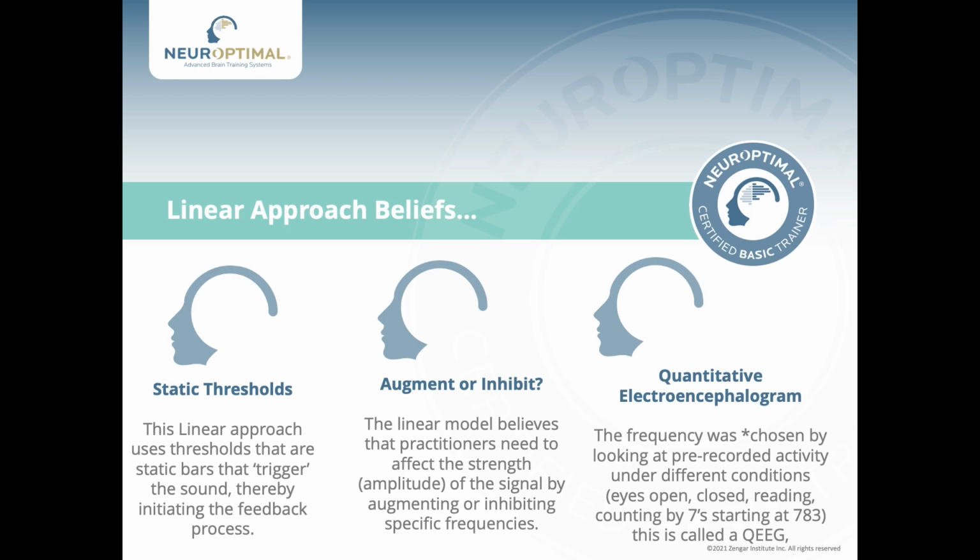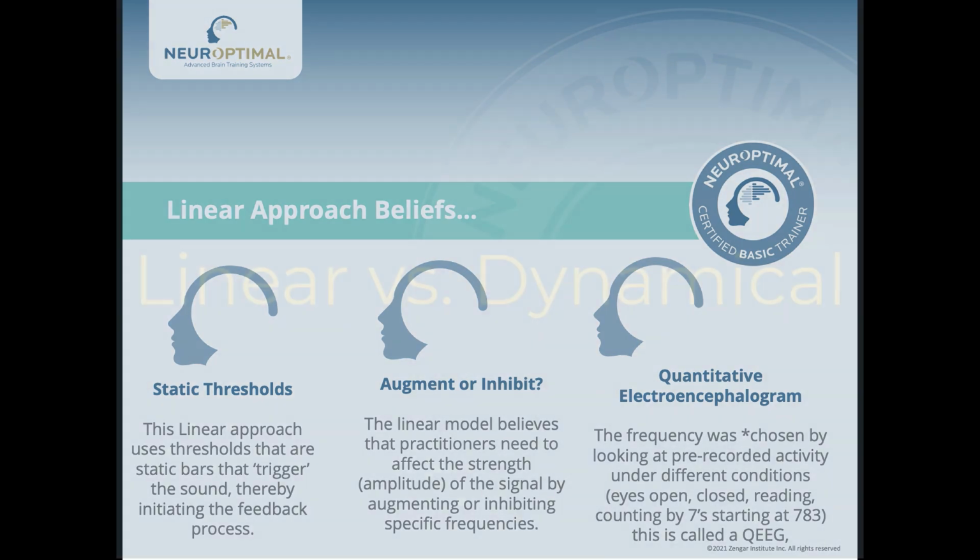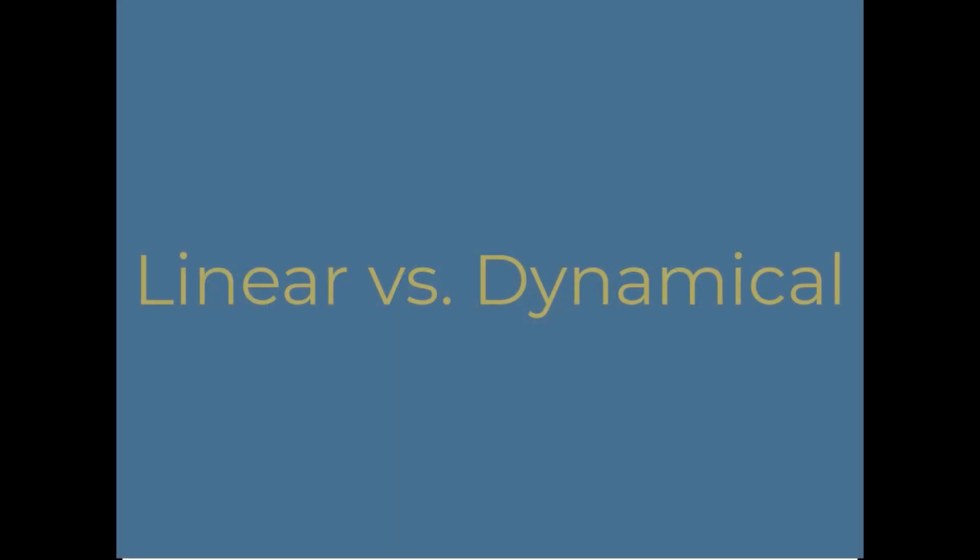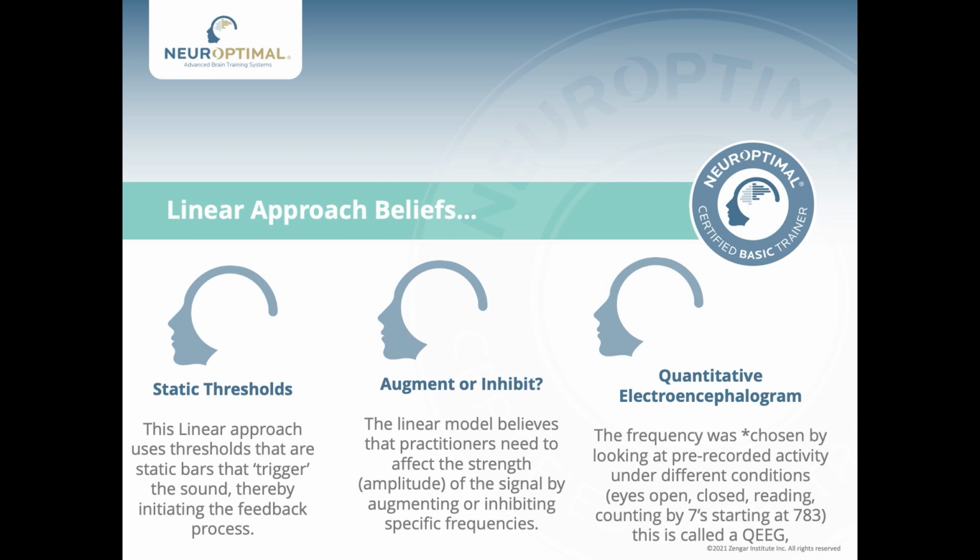So I know I'm spending a lot of time helping you understand the differences between linear and dynamical. And I know some of you may say, if what you're trying to teach me is dynamical, why do you keep giving me all this information about the linear? I can tell you that the linear has been in existence for a long time. It is, in my mind, antiquated, but it's also a historical model. It is what most people know about neurofeedback.